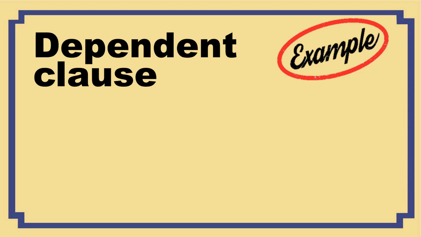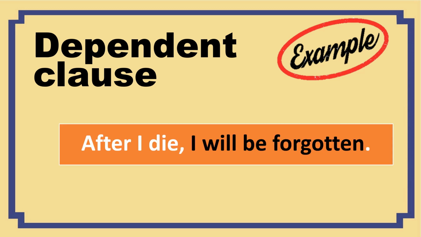In the example earlier, after I die, I will be forgotten. The first part, which is after I die, is considered a dependent clause because it has a subject, which is I, and a verb, which is die. However, it begins with a subordinating conjunction, after, and has no complete thought.